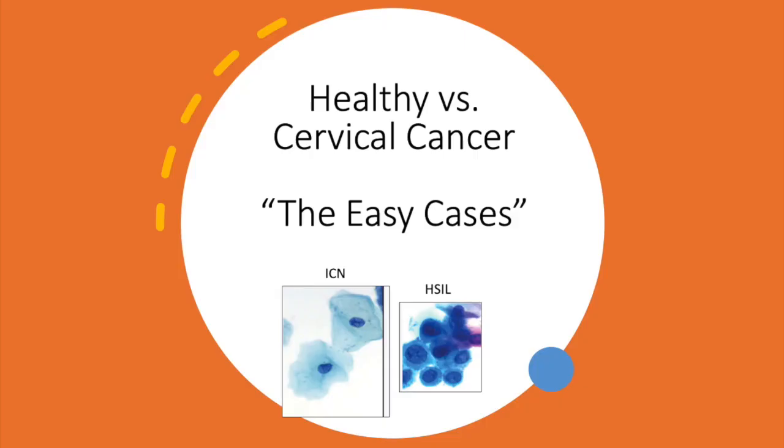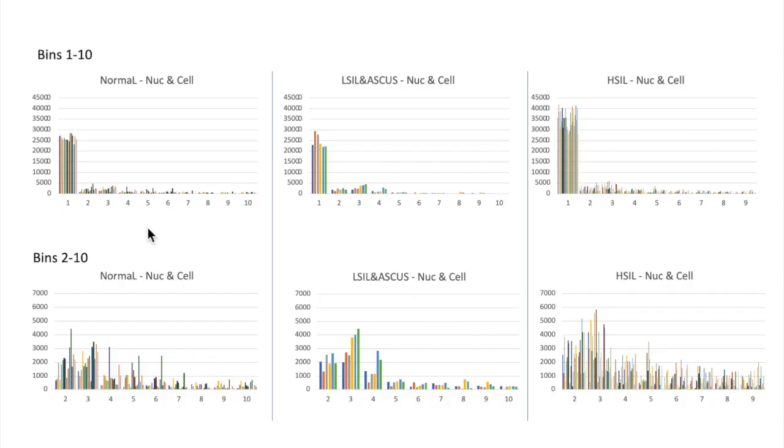To begin, we wanted to show that we can clearly find differences between the easy cases, that is normal cells that look like this, versus the high-grade lesion cells that are indicative of getting cervical cancer. Here are the first 10 bins of frequency plots for normal cells. Here we measured both the nucleus and the cell together. And then here are the in-between lesions, and here are the high lesion cells. The second row is similar in that we just removed the first bin so that you can appreciate the heights of all these smaller bins, that is bins 2 to 10.